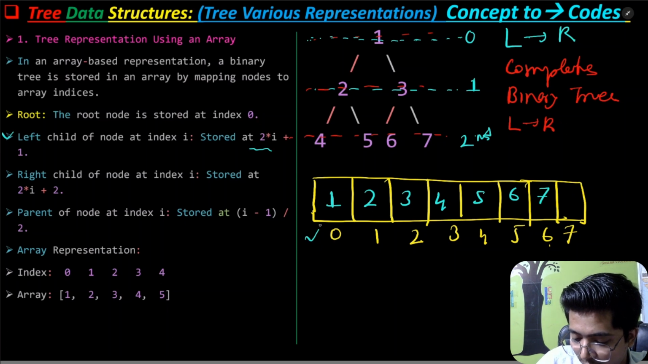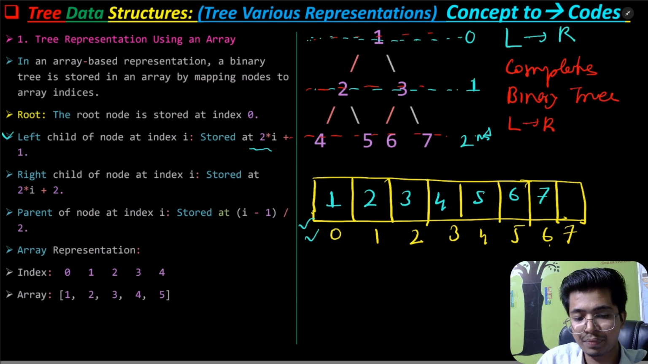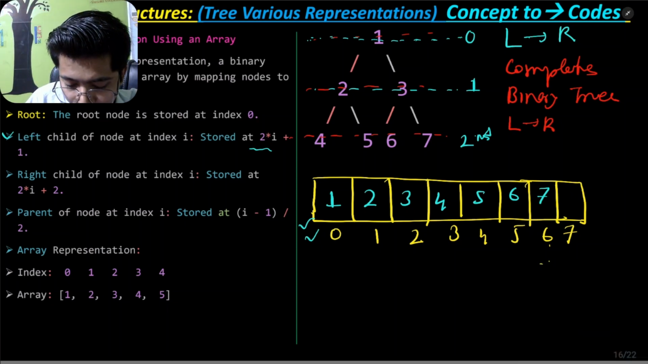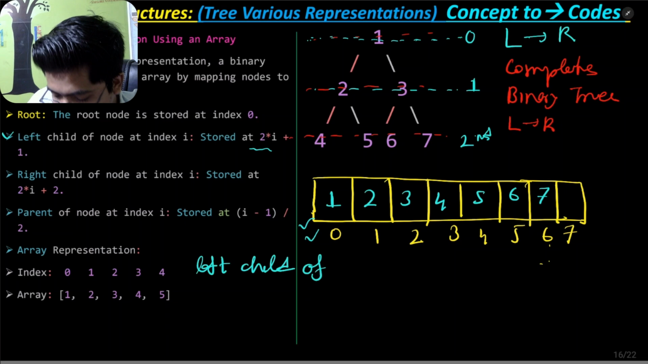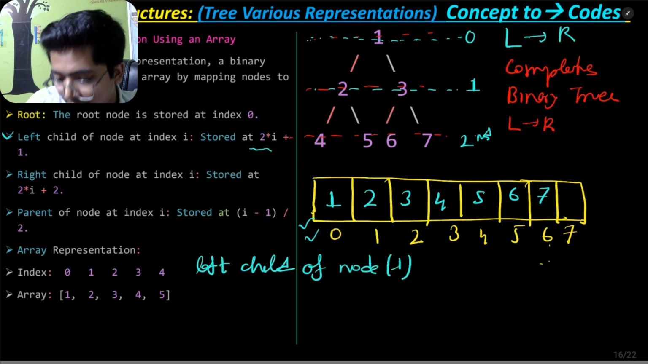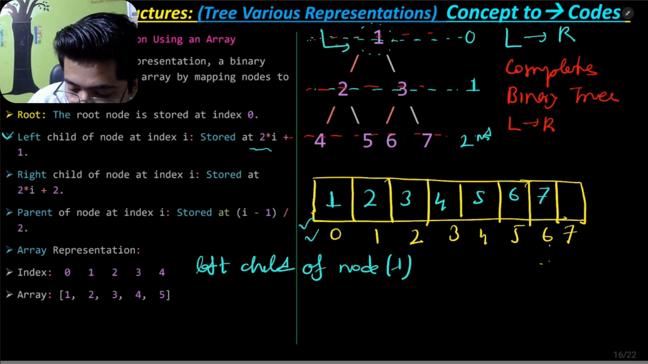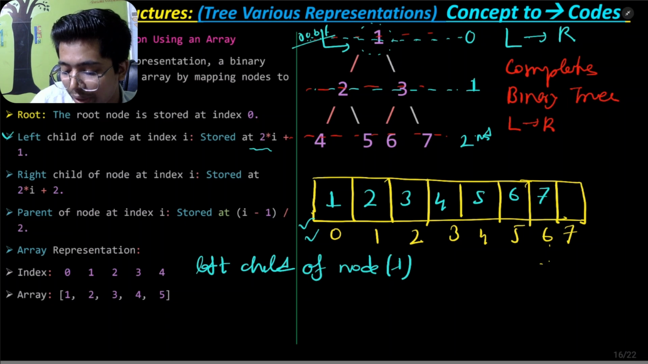First we'll be trying to find the child for the index of 1, the left child of node 1, which is also the root. Here this 1 is also called the root. So now we'll try to find the left child, the index of 2 in our array.